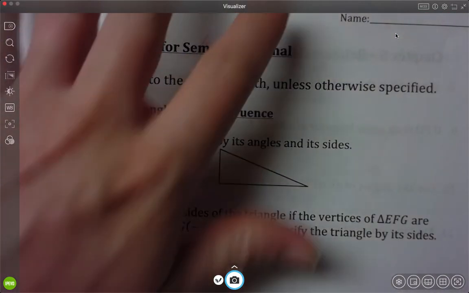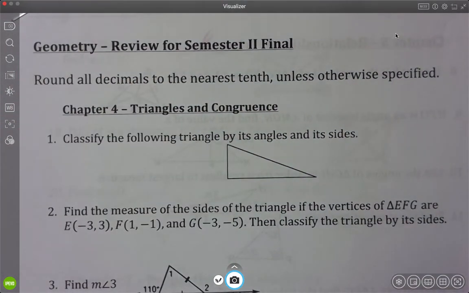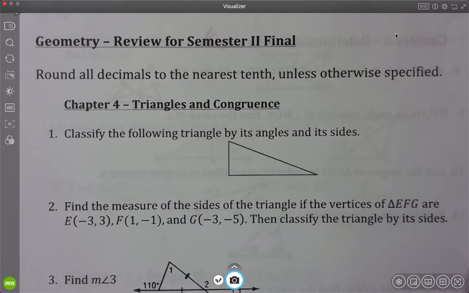So this might be a little bit longer of a video, but we will get through it. So you'll need a copy of this or another sheet to write down. I have attached this to your Google Classroom page or this assignment tab, and let's go ahead and get started.